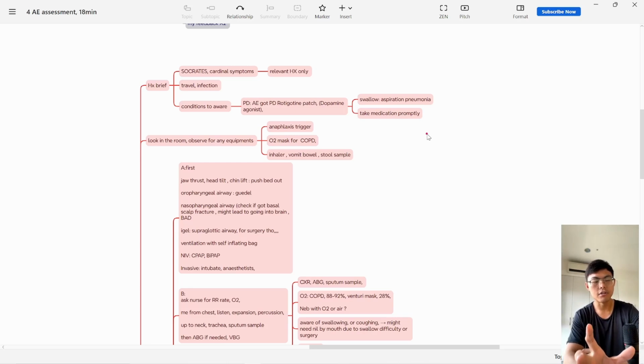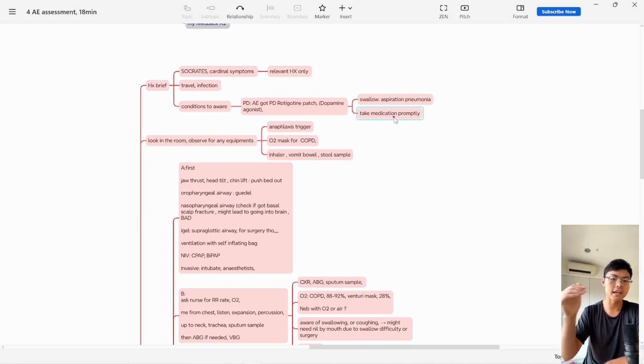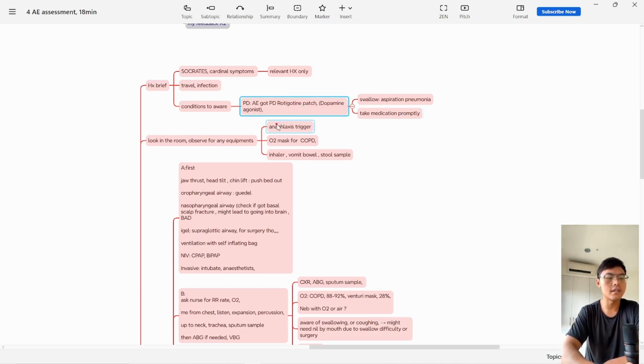And for the antibiotics, you need to ask for guidelines. And also for Parkinson's disease, they need to take medications promptly. So whatever time they are given the medication, they have to take it at that time. So in A&E, there's the rotigotine patch, which is a dopamine agonist, so you can prescribe that for them.